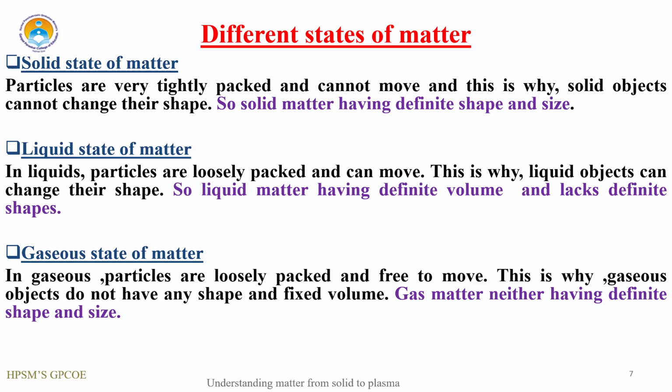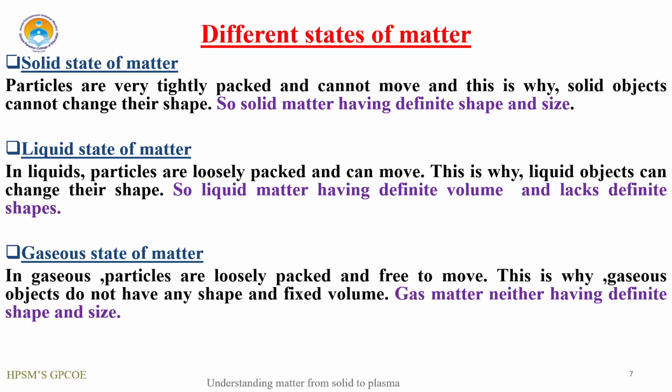Different states of matter. Let us understand what is the solid state of matter. In a solid state of matter, particles are very tightly packed and cannot move, and this is why solid objects cannot change their shape. So solid matter has a definite shape and size.